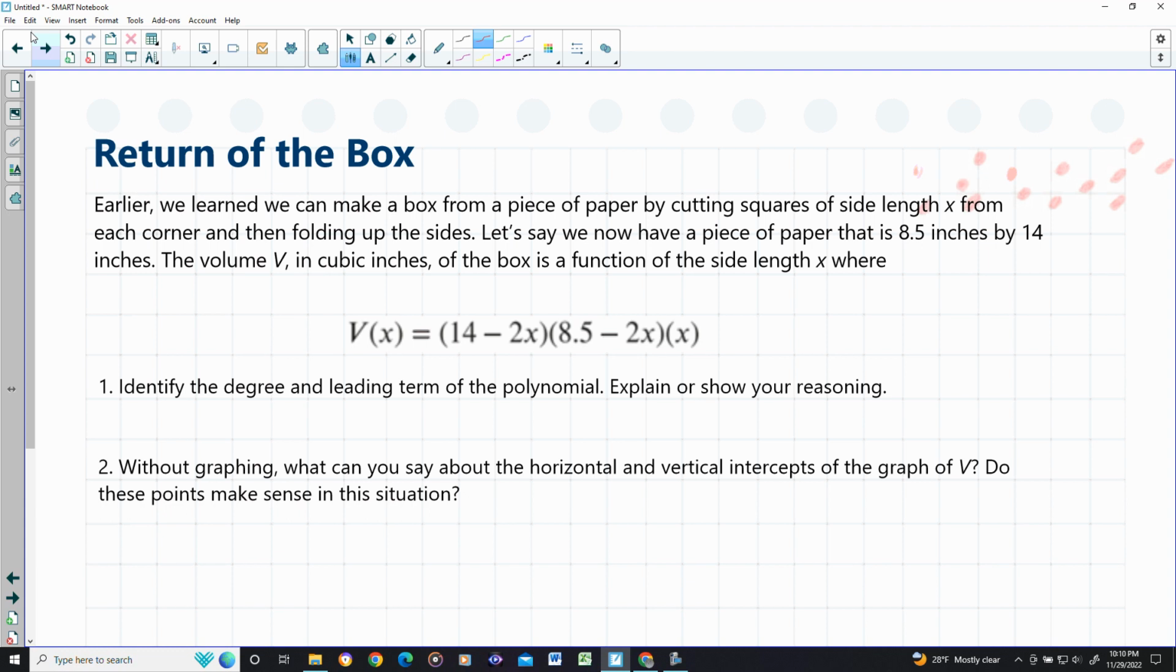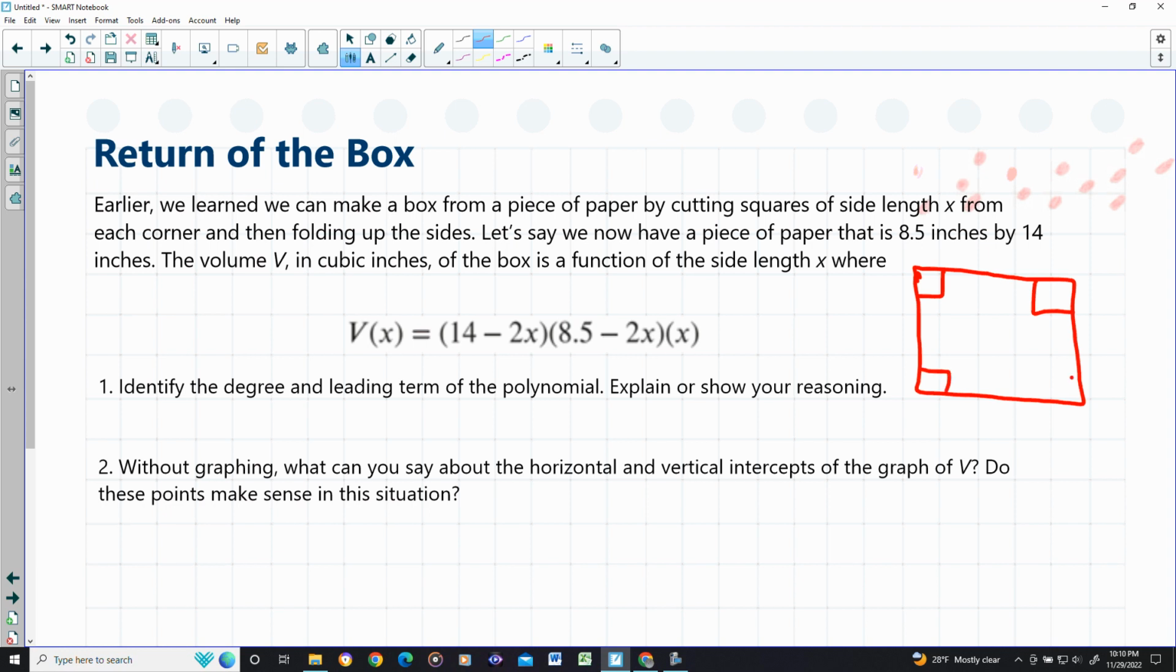Okay, Return of the Box. Now, this time, no folding necessary. We've already done the work needed for the function. But one of the things that we looked at was that the concept of the open top box can be generalized, right?